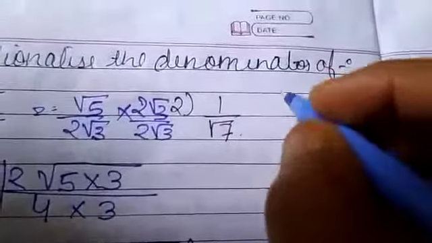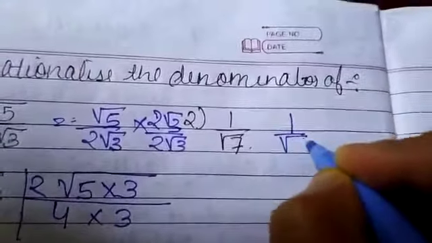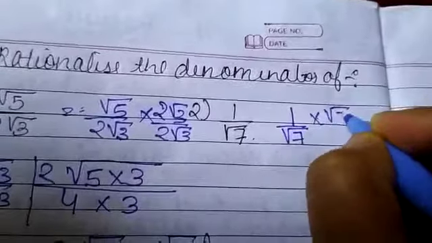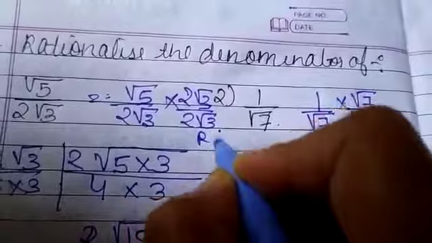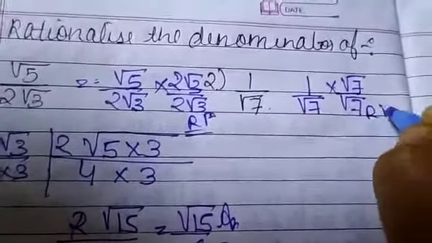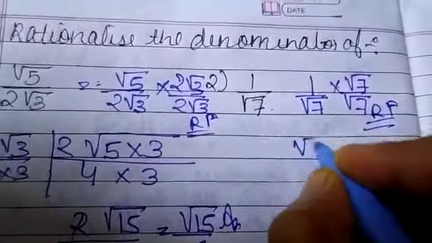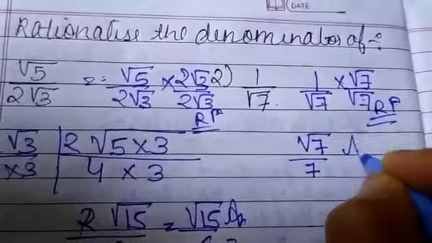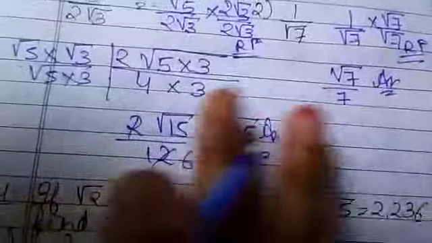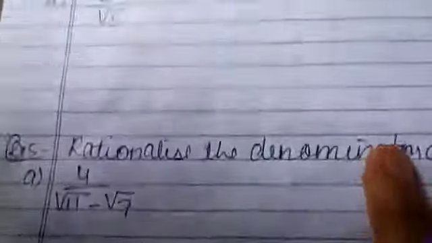Now coming to the next, this is very easy. 1 upon under root 7, multiplied with the same, 1 upon under root 7. Here 2 under root 3 was the rationalizing factor, and here under root 7 is the rationalizing factor. So under root 7 into under root 7 is 7, and this is your answer. Both are rationalized.